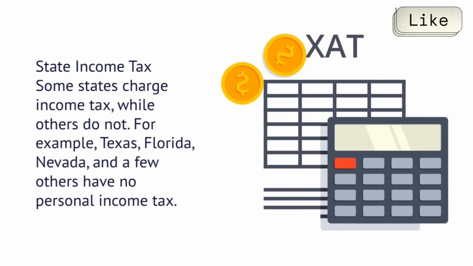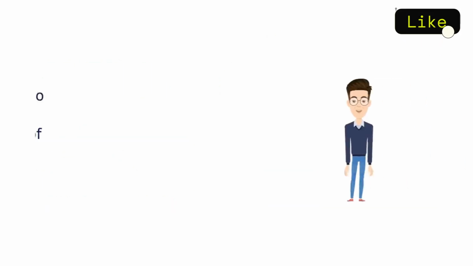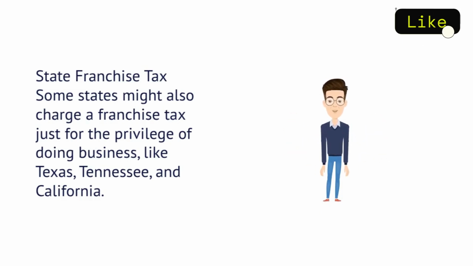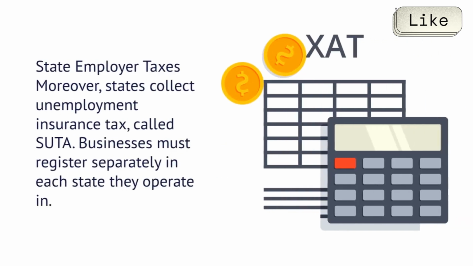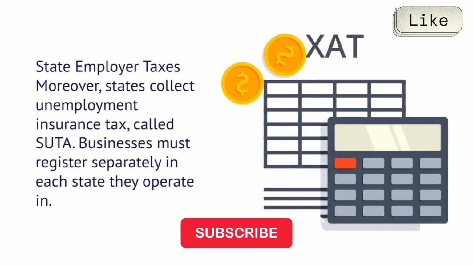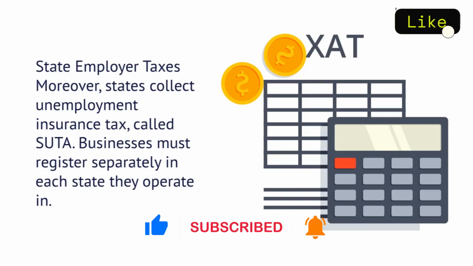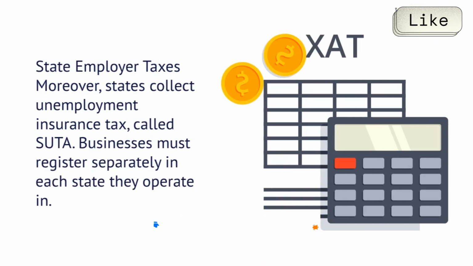State income tax. Some states charge income tax, while others do not. For example, Texas, Florida, Nevada, and a few others have no personal income tax. State franchise tax. Some states might also charge a franchise tax just for the privilege of doing business, like Texas, Tennessee, and California. State employer taxes. Moreover, states collect unemployment insurance tax, called SUTA. Businesses must register separately in each state they operate in.